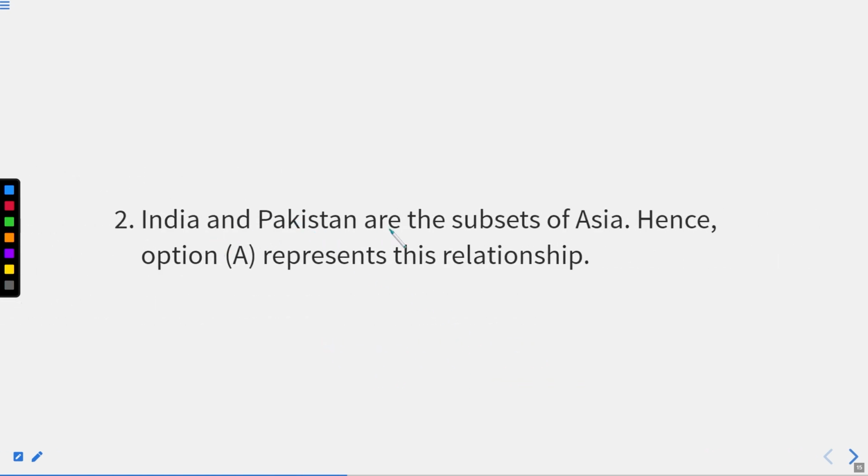India and Pakistan are subsets of Asia. Hence, option A can be represented. So, option A is this. This is Asia. Inside Asia, we have India and we have Pakistan. So, this thing also can be represented, right?